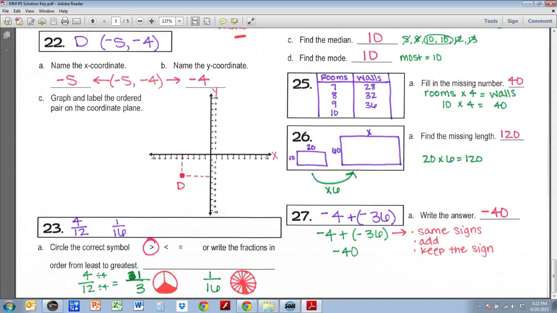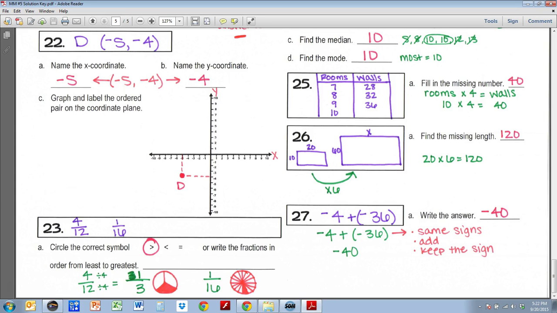All right, 25. Fill in the missing number. When you copied this from the board, it says rooms and walls. Okay, so it's giving us a function. We've got 7 times something equals 28. 8 times something, 32. So if you haven't figured it out, it's times 4. So of course, our missing number here is 40. I'm sure all of you got that.